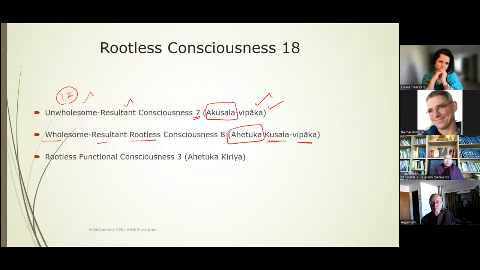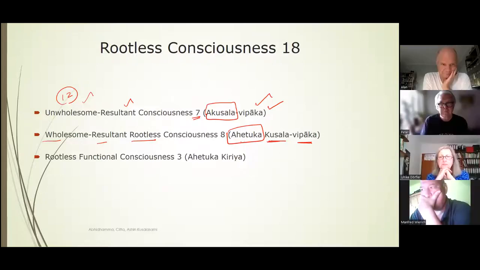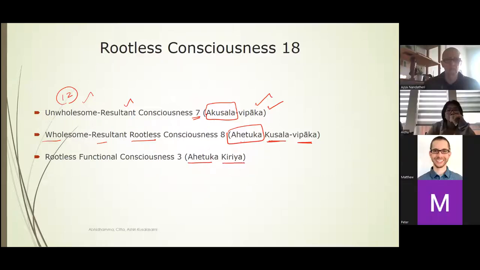So at the beginning, I'm introducing only word by word translation, and later we will discuss in more detail. The next group is Ahetuka Kiriya. Ahetuka is rootless. Kiriya means functional consciousness. Ahetuka Kiriya Chetas.